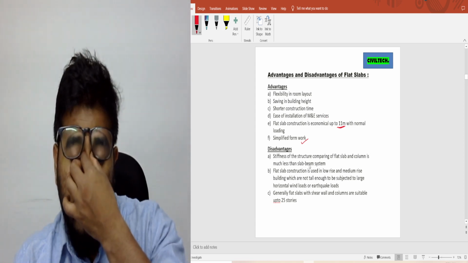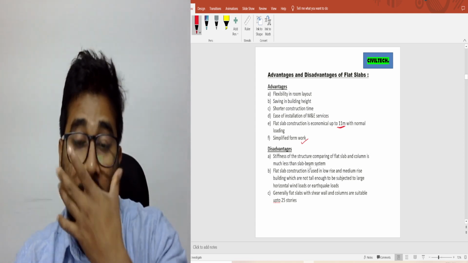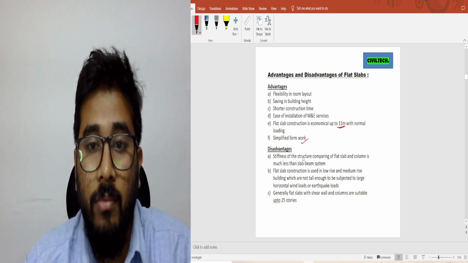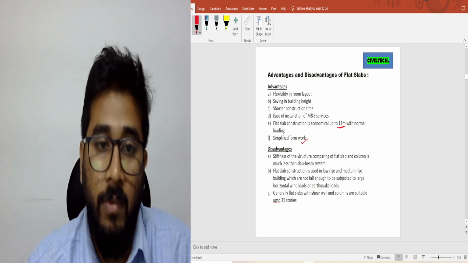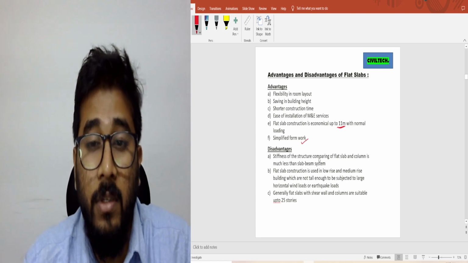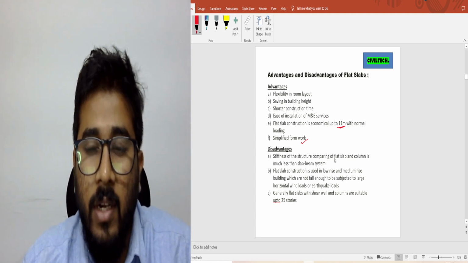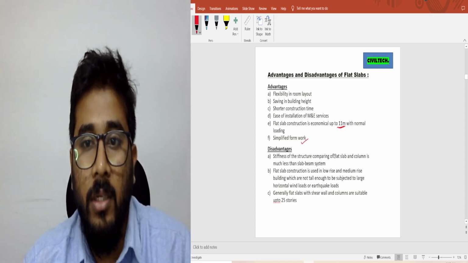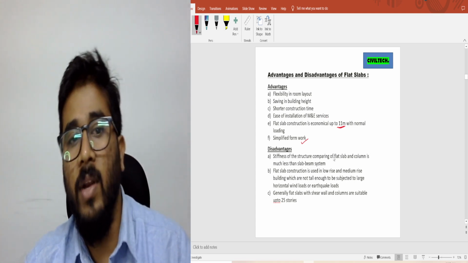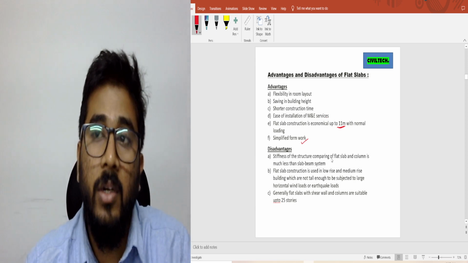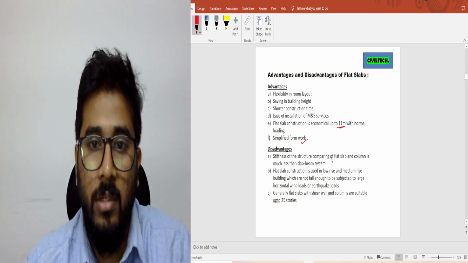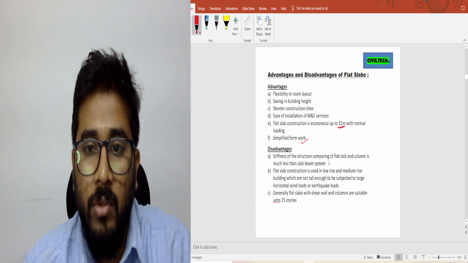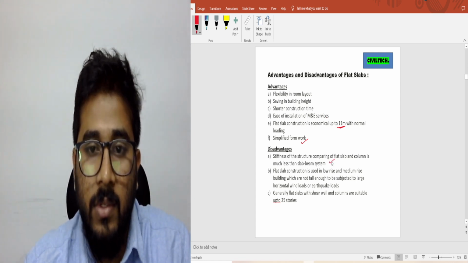It is a disadvantage if you are not achieving the stiffness. Somehow you are not achieving the stiffness. At that time, flat slab can be one kind of issue, because the stiffness of the flat slab to column connection is less compared to beam column joint connections. So stiffness is one kind of issue in the flat slab system.